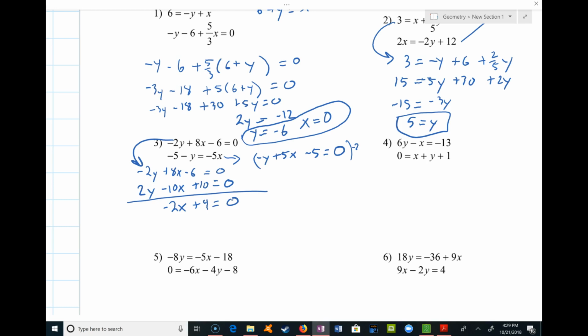So then I'd subtract 4 from both sides, and I get negative 2x is equal to negative 4, which means x is equal to 2. Okay, and then we just got to go back and find y, so I'd probably grab this equation right here just because it's sitting out there. And that would be negative y plus 10 minus 5 is equal to 0, plus 10 because 5 times 2 is 10. That means that negative y plus 5 is equal to 0, which means y is 5, right? Because this would be negative y is equal to negative 5, which means y is equal to 5.